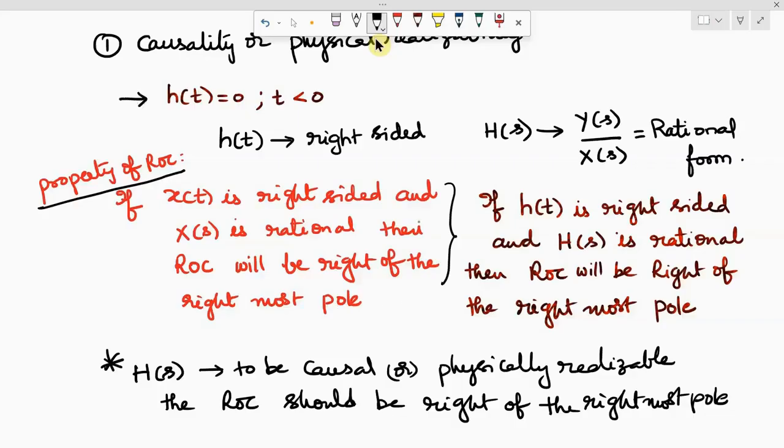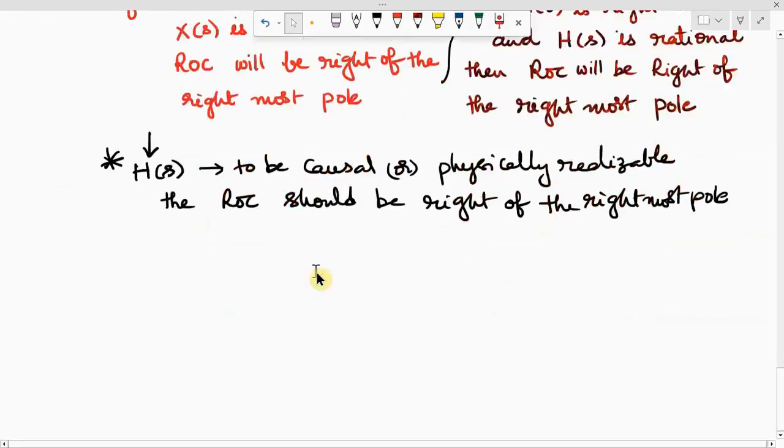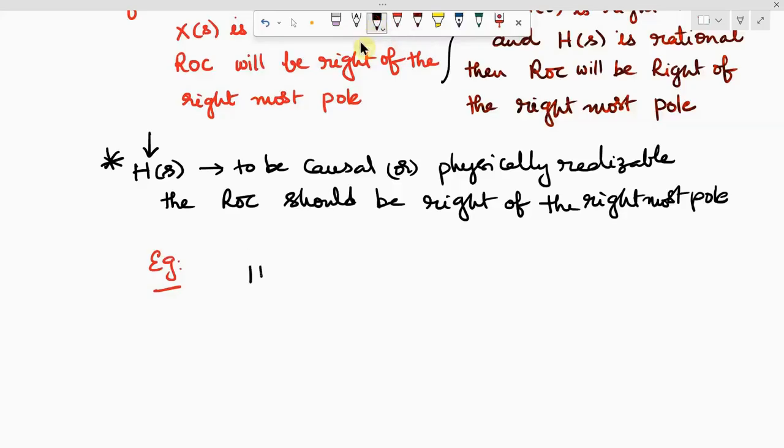So once you have the information about the transfer function H of s, check its ROC. If the ROC is right of the rightmost pole, then we say that the system is causal or physically realizable. Can I give one example for this? Yes, sir.